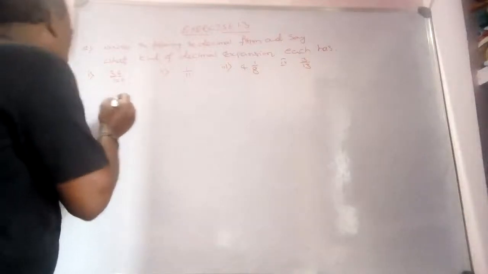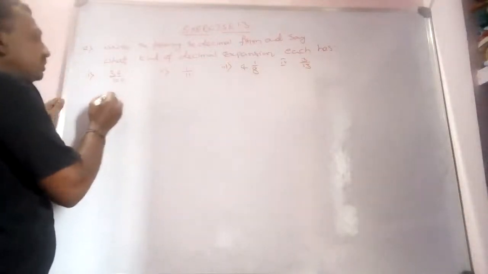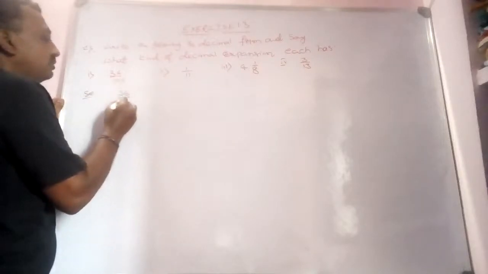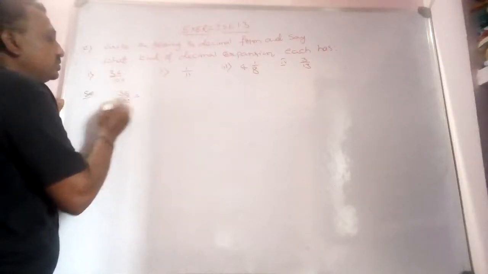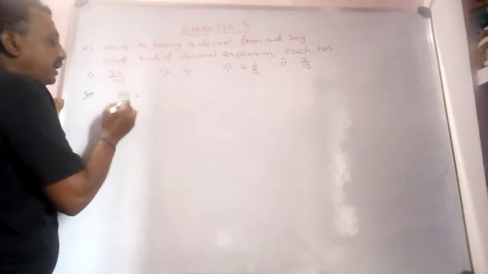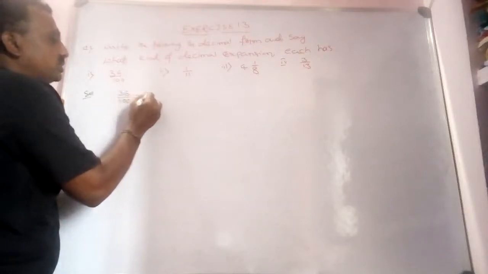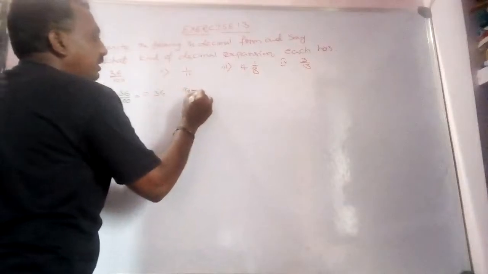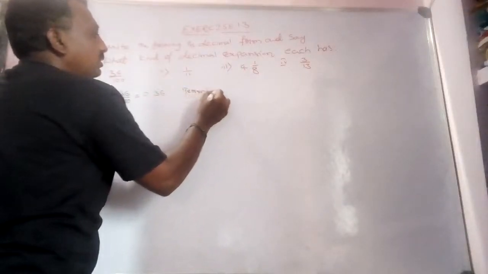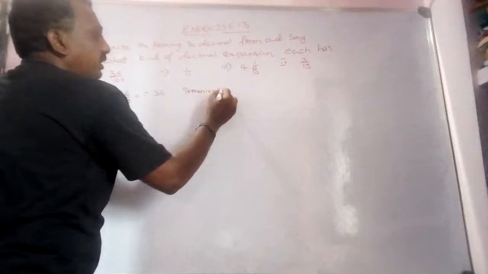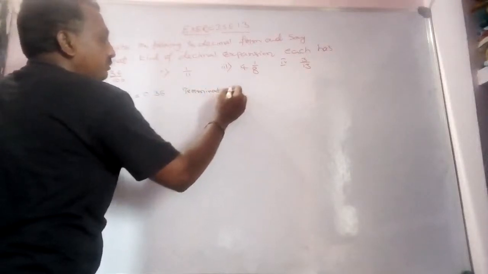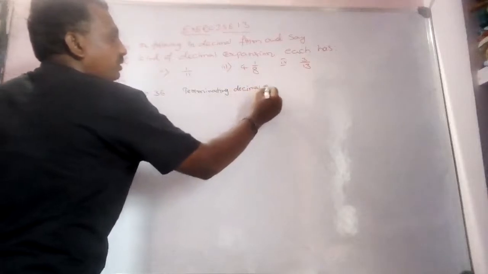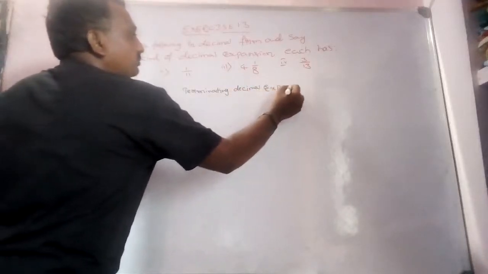So observe this. First one, go to the division method: 36 by 100. We know this has 100 in the denominator, so we can write it as 0.36. It is a terminating decimal expansion.